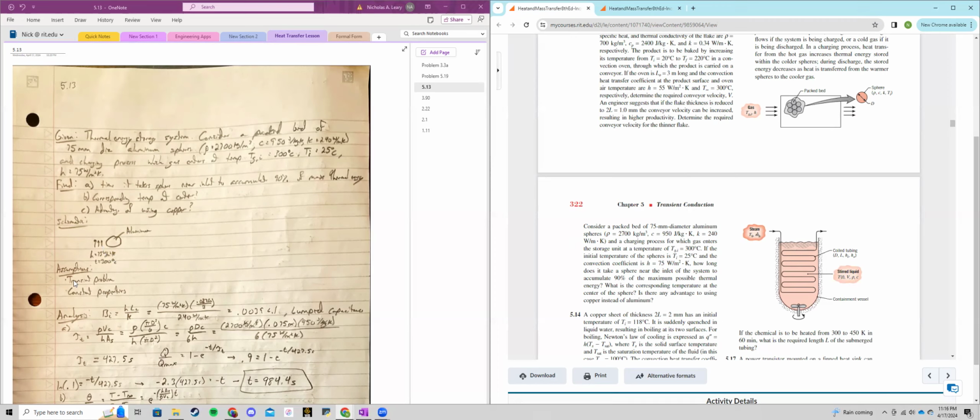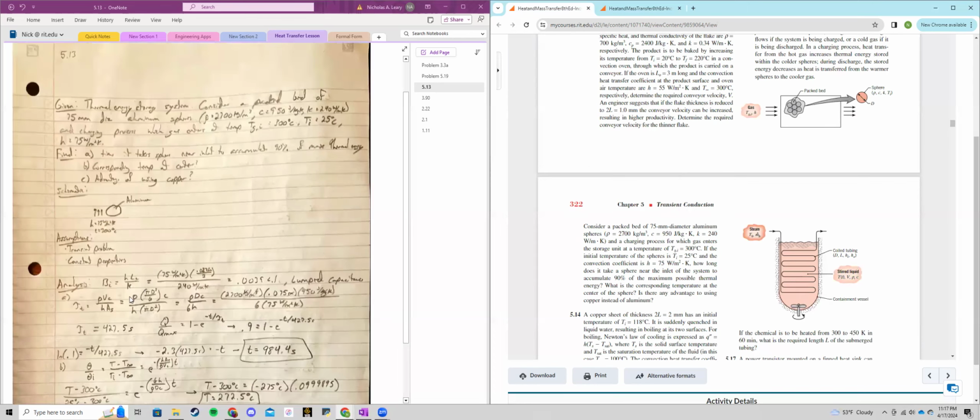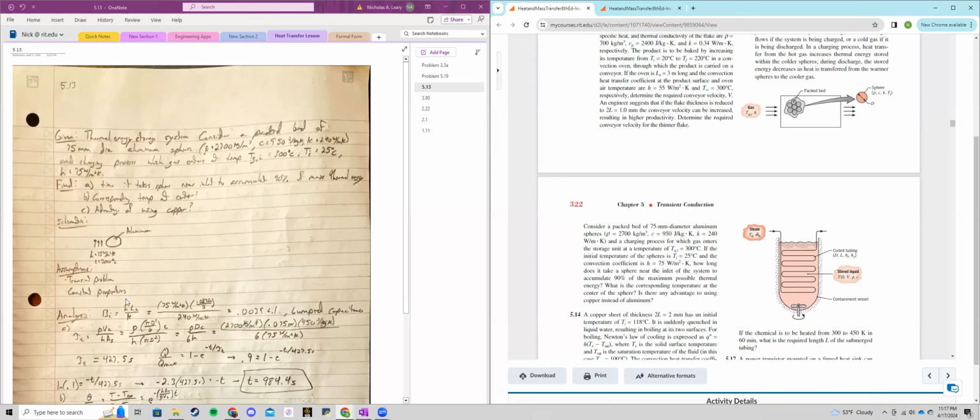So then our assumptions, we know that it's a transient problem because they mentioned initial temperatures, and they're also asking for time. And then I just wrote down a simple one saying constant properties. I'm sure that you can find other assumptions, but for now, I'm just going to have these two.